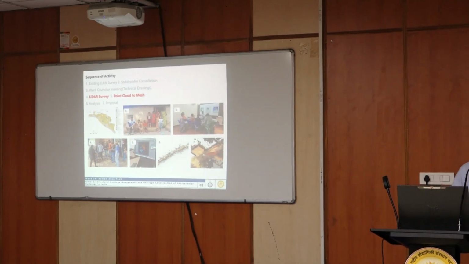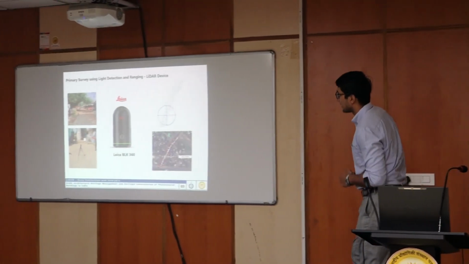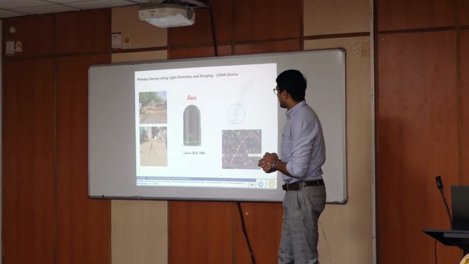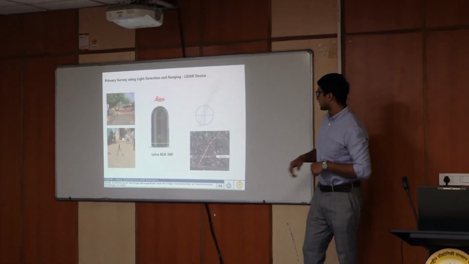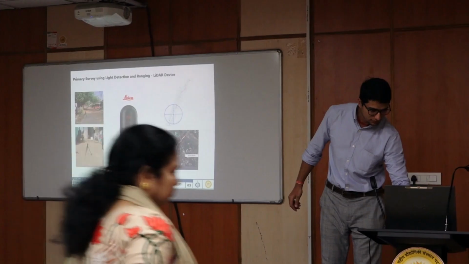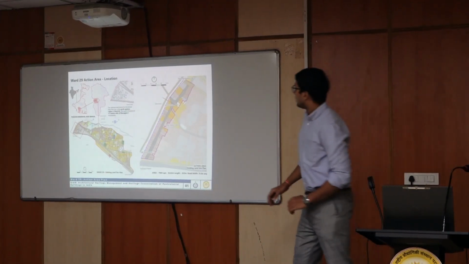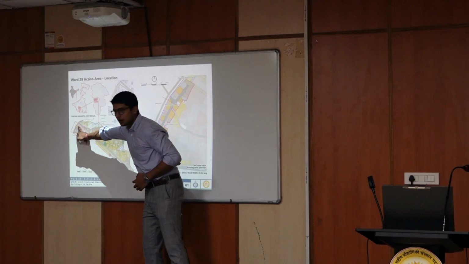So this here is the LiDAR we used. This is a Leica BLK360. It is supposed to cover a 45 meter radius around its point. In the earlier slide, this was the whole ward, and this particular area was our concern.